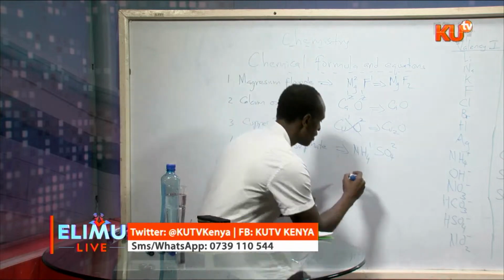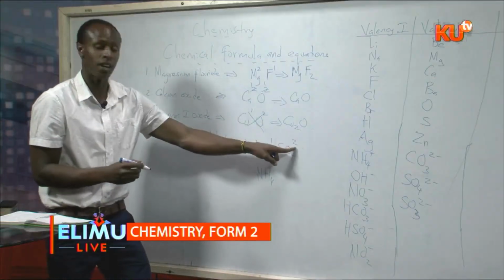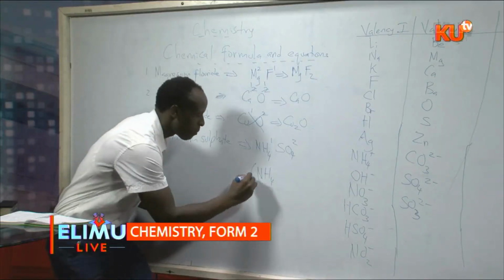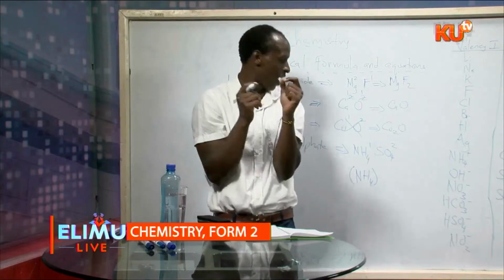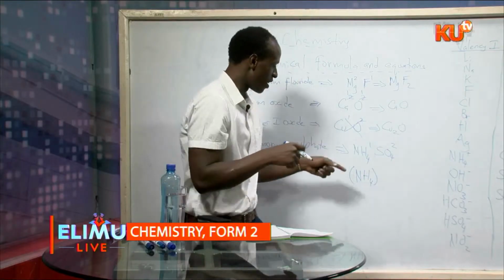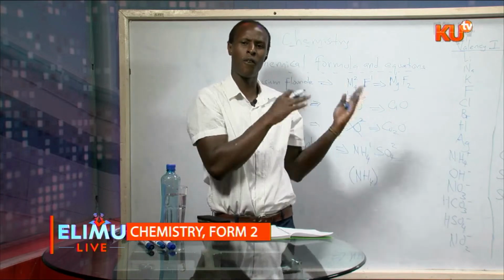So when we interchange, it will be NH4. Because you want to put a 2, you have to put the whole of ammonium in brackets, because the whole ammonium is the one which will react in the ratio of 2:1. If you don't put a bracket, it will be NH42, in which case you have changed the formula of ammonium.